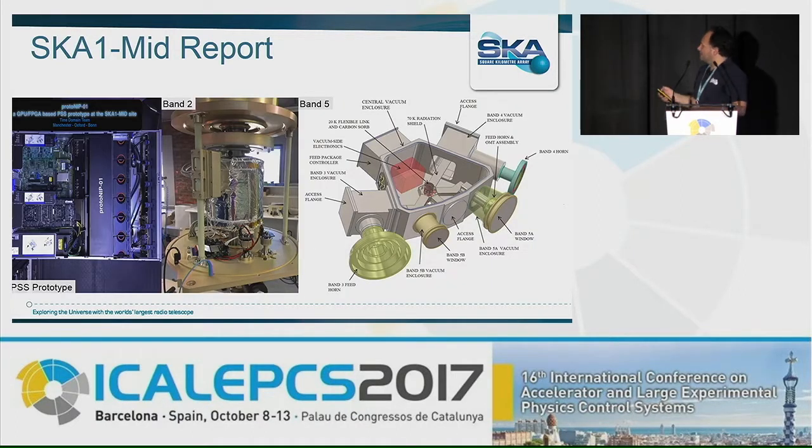These are some additional prototyping that has happened and designed. This is the band 5, the one that covers, right now, up to 10 gigahertz. The 24 gigahertz will be a later deployment. These are band 2 receivers, which are a little bit above 900 megahertz, if memory serves well. And this is one of the pulsar search prototypes. Pulsar search is going to be very important for SKA1 mid, and we will try to collect all of the pulsars that exist in the galaxy.